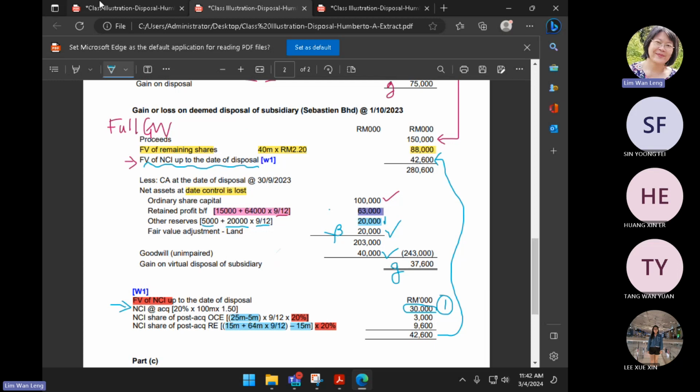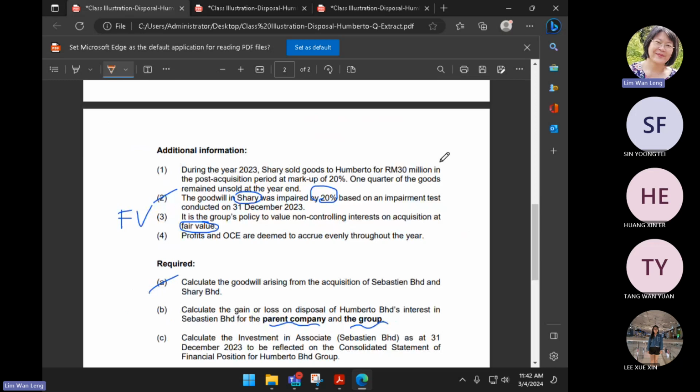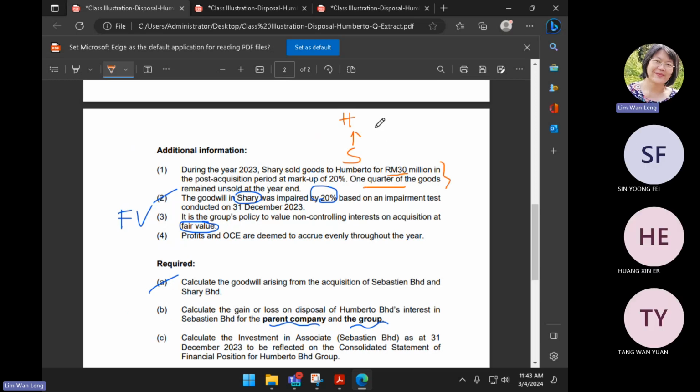Then we look at what is the last part. Of course, this one is just for show only, telling you that URP on the intra-company, you must know how to do. So this one is very simple. Sherry sold goods to Humberto. So Humberto is here, Sherry is here. Sherry sold to Humberto. How much is the intra-company sales? 30 million. And then they tell you it was sold at a markup of 20. 1/4 of this goods remains unsold. So the URP would be how much?